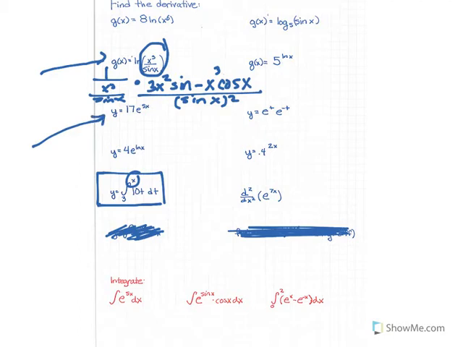This function is the derivative of an e to the x problem. So y prime is going to be 17 times e to the 5x times the derivative of the inside, which is 5.